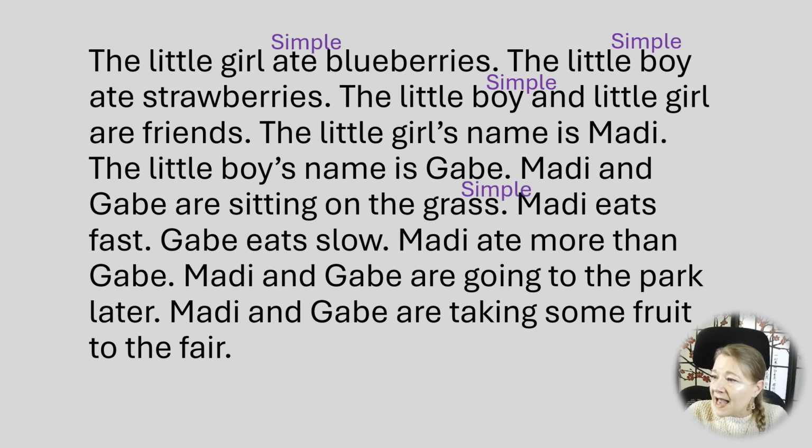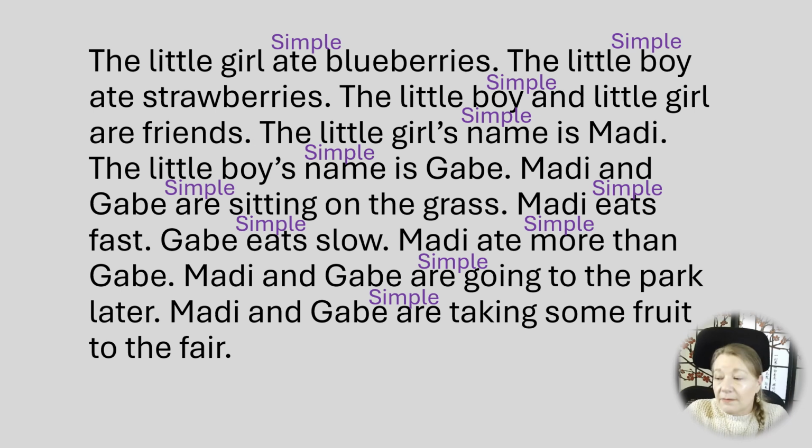The little girl's name is Maddie. All right, simple sentence. Little boy's name is Gabe. Another simple sentence. Maddie and Gabe are sitting on the grass. Again, simple sentence, compound subject, but it is not a compound sentence. It's a simple sentence. Maddie eats fast. Simple sentence. Gabe eats slow. Simple sentence. Maddie ate more than Gabe. Yet again, simple sentence. Maddie and Gabe are going to the park later. Another simple sentence. Maddie and Gabe are taking some fruit to the fair.